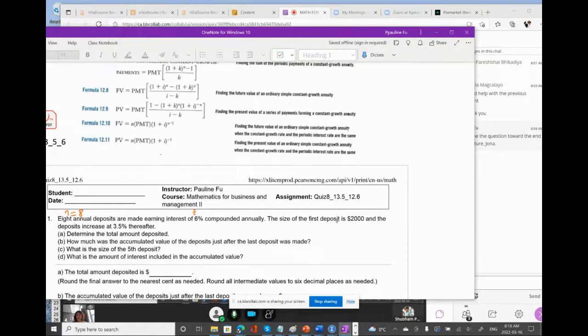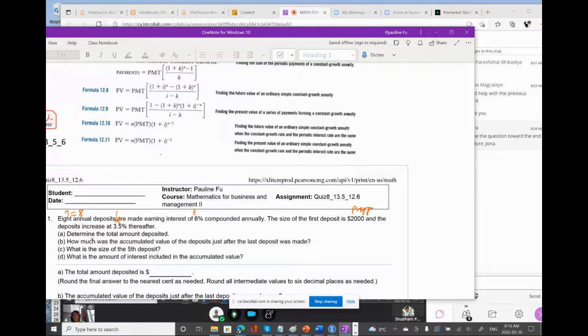And the size of the first deposit is 2,000, so this is my PMT. And the deposit increases every year. The rate is 3.5%. So this 3.5% is the constant growth rate K. K is 3.5%.